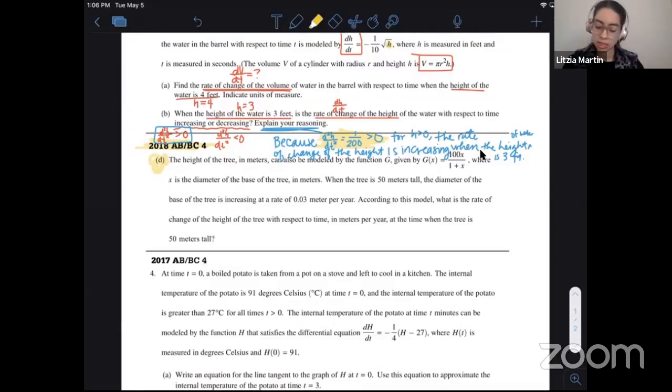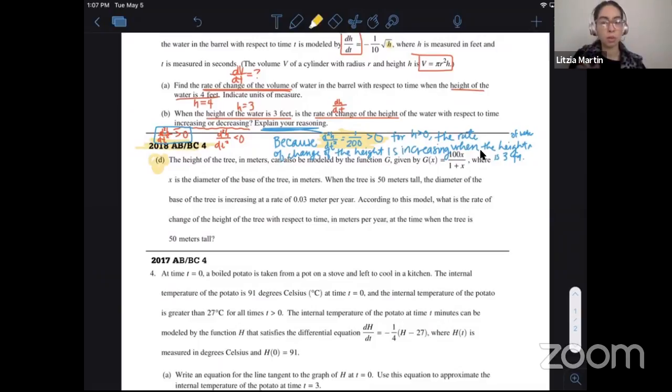Where x is the diameter of the base of the tree in meters. When the tree is 50 meters tall, the diameter of the base of the tree is increasing at a rate of 0.03 meters per year. According to this model, what is the rate of change of the height of the tree with respect to time in meters per year at the time when the tree is 50 meters tall? So let's break it down again.